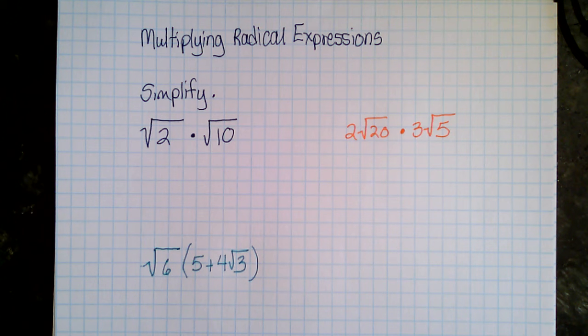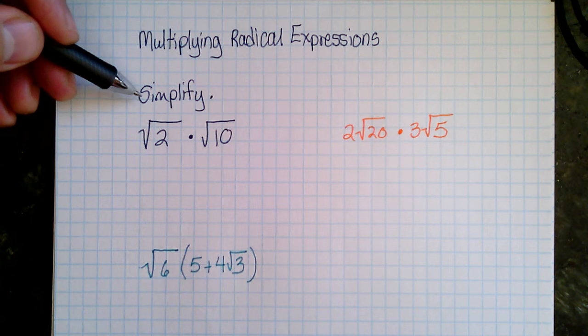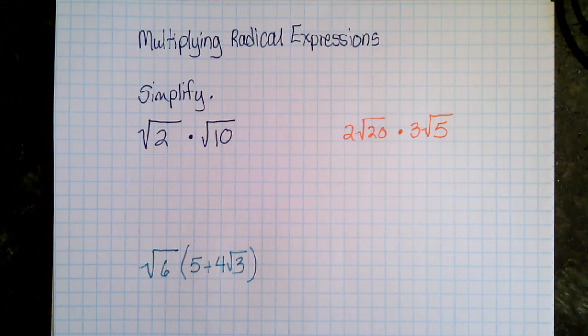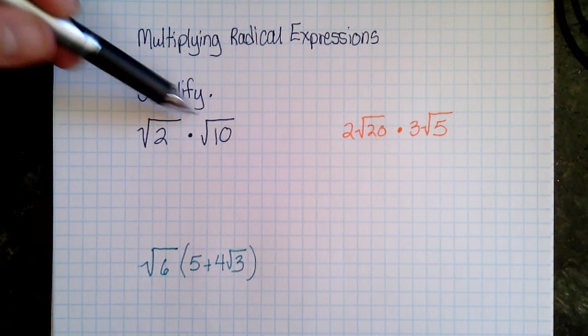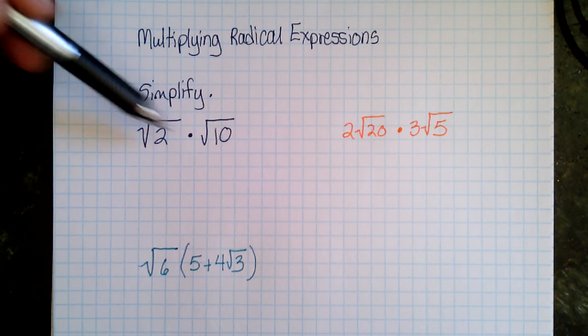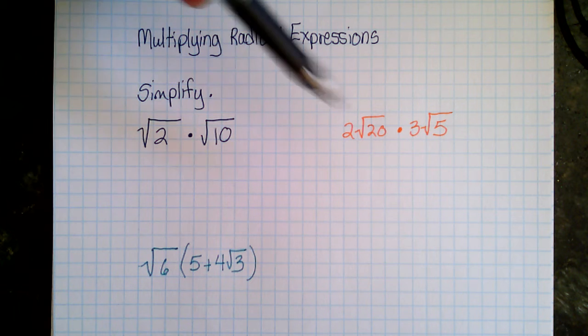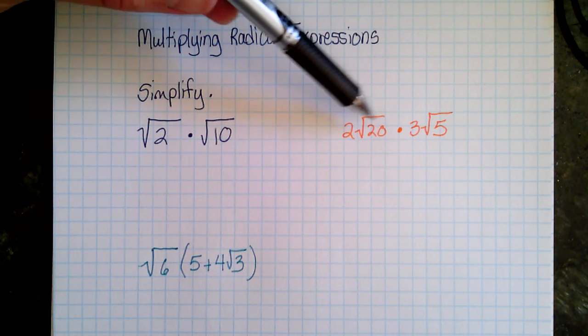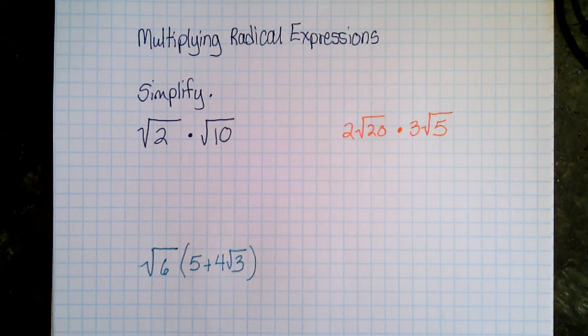Okay, so here's some examples of different ways to multiply radical expressions. The directions are usually going to be to simplify because you're not solving for a variable. This one is pretty straightforward. You're multiplying two numbers without any coefficient or without any number out in the front. Here, you're multiplying and there are coefficients. There's a 2 out in the front and there's a 3 out in the front.